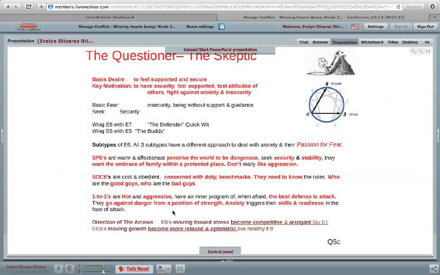The social 6s are cool and obedient. They're concerned with duty, benchmarks. They need to know the rules. Who are the good guys? Who are the bad guys?